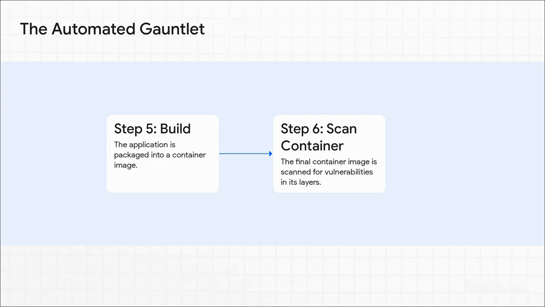Okay, so after all of those checks on the source code, we finally build the thing we're actually going to deploy. In this case, a container image. But we're not done yet. We perform one last deep scan on that final image, checking every single one of its layers for known issues before it's even allowed to be considered for deployment.